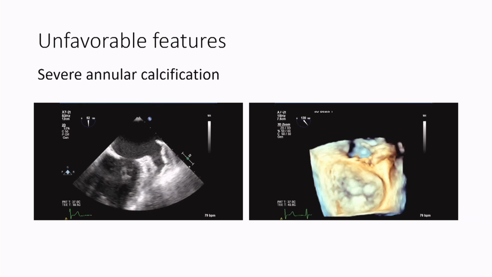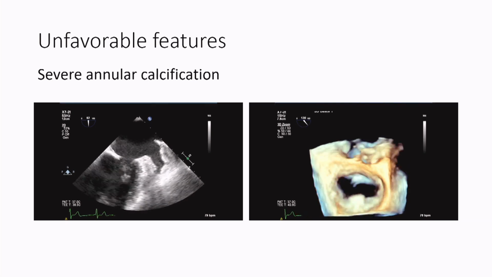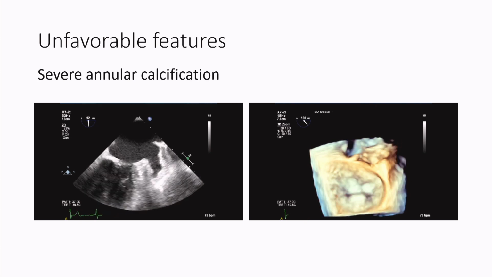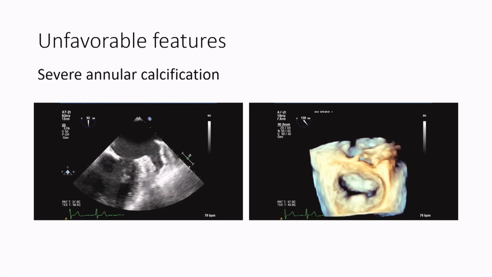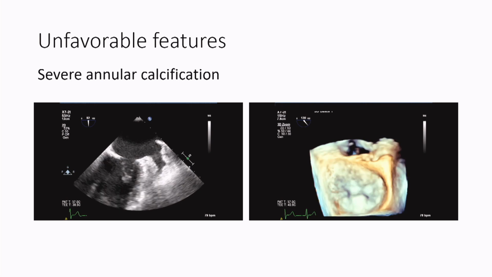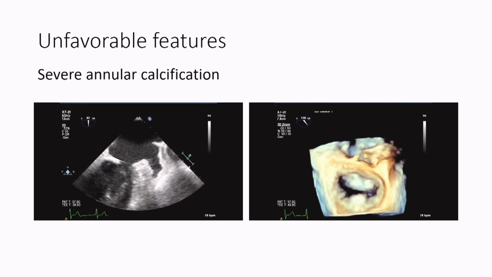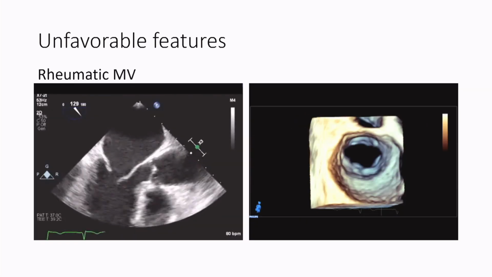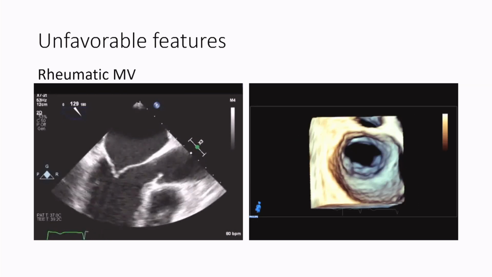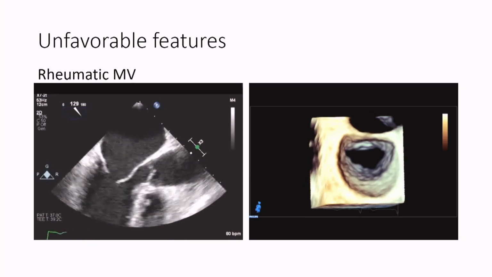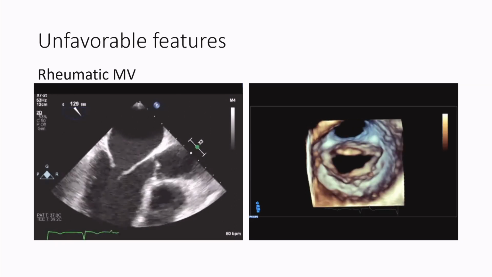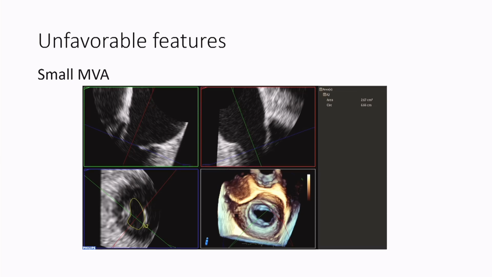Now, unfavorable features for which you might not go for mitral valve clipping or edge-to-edge repair include mitral valve annular calcification, significant, severe calcification that protrudes into the LV cavity. Rheumatic mitral valve you should avoid, because simply you can see there is a fusion of one of the commissures, and the area will be low and the gradient will be high, so these are not suitable for mitral valve clipping. Assessment of the mitral valve area, as we said, is important.